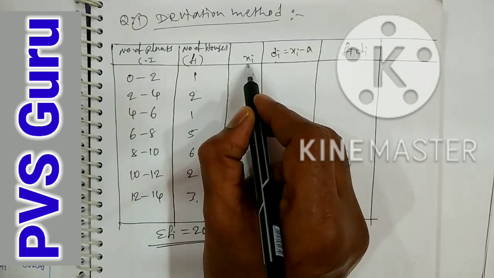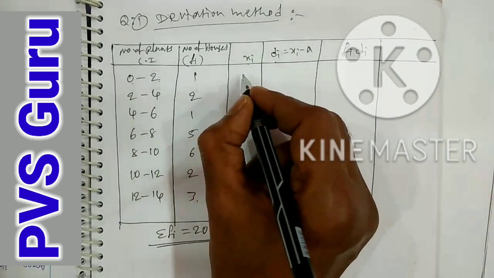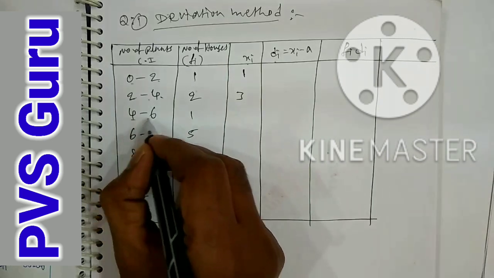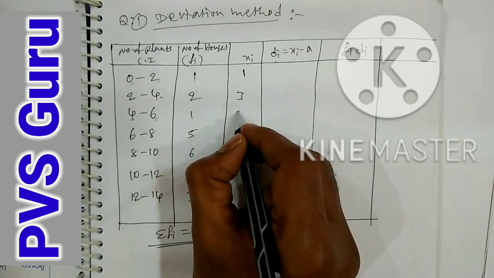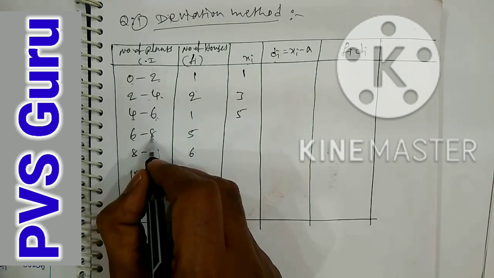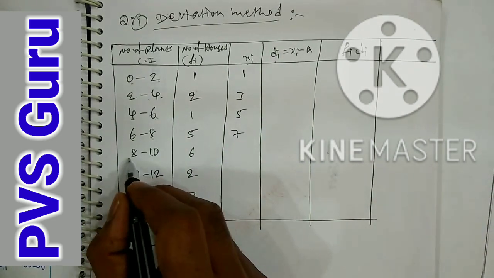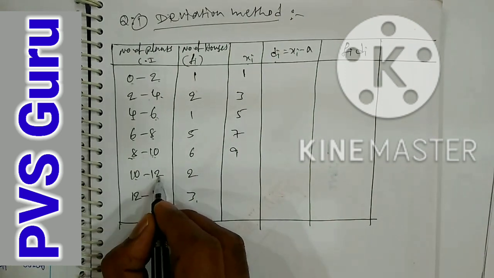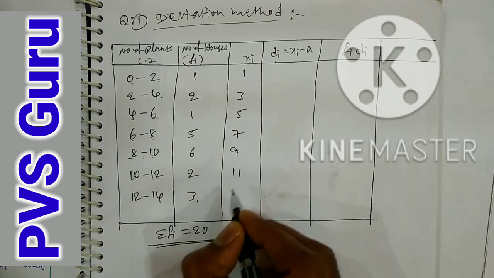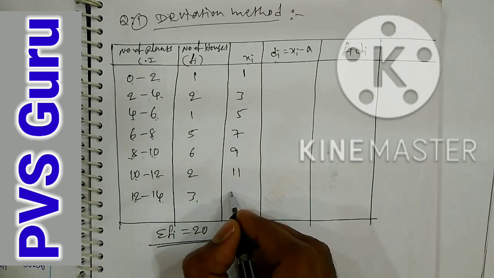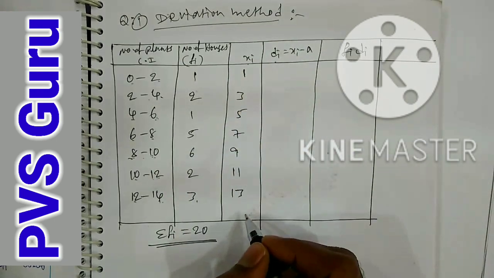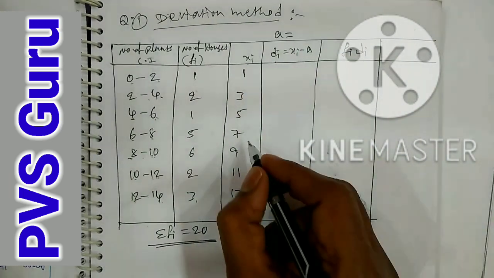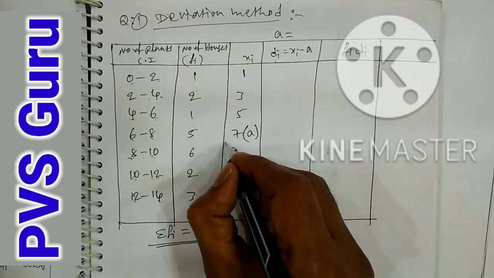Now you should find out the middle values. In the same manner, 0 plus 2 by 2 is 1. 2 plus 4 by 2 is 6 by 2, which is 3. 4 plus 6, 10 by 2 is 5. 6 plus 8, 14 by 2 is 7. 8 plus 10, 18 by 2 is 9. 10 plus 12, 22 by 2 is 11. 12 plus 14 is 26 by 2 is 13. So these are the middle values. Now you select the assumed value, the A value. You can take any value, but generally we take a middle value as A.